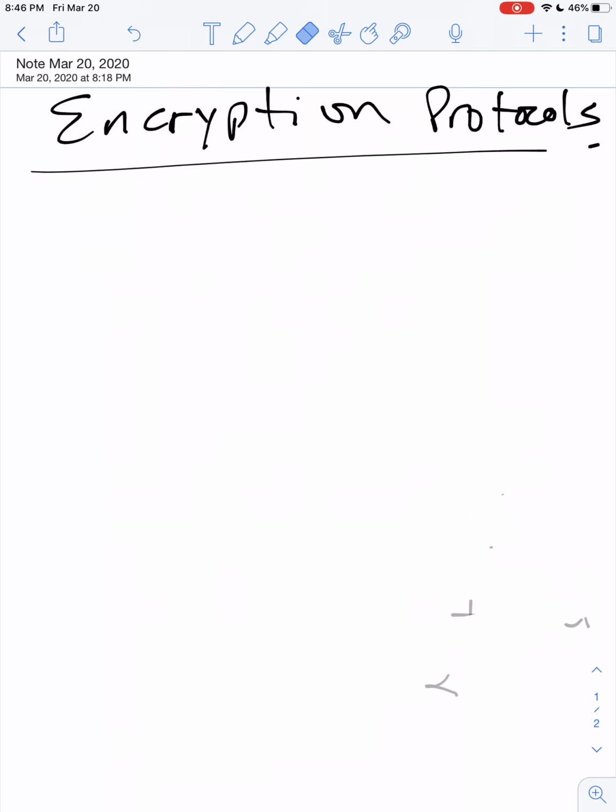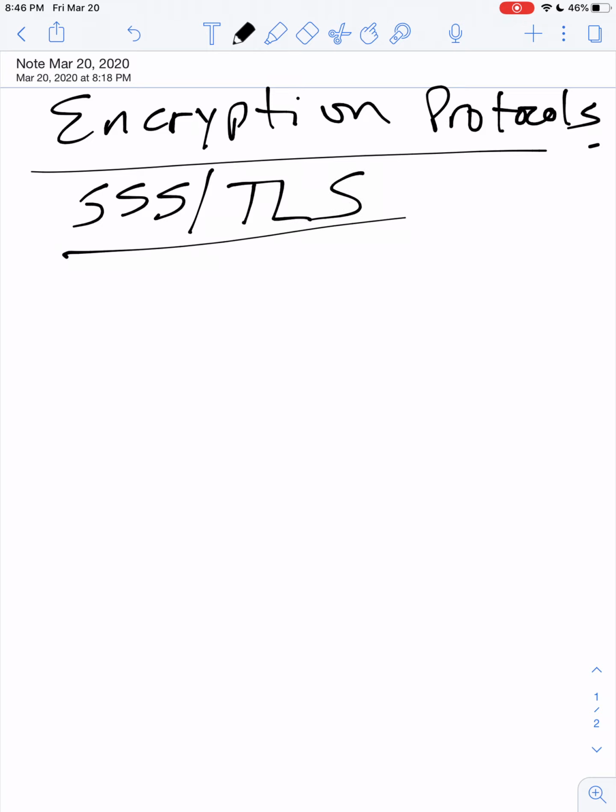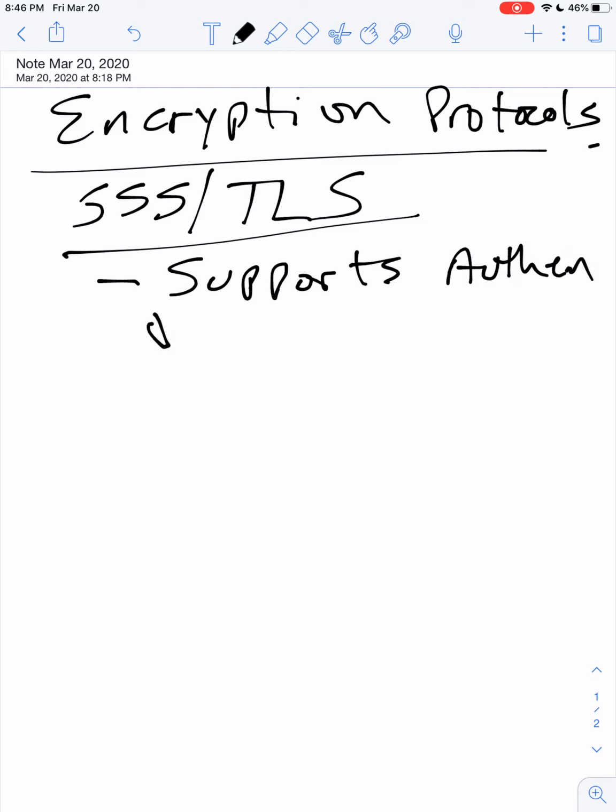The next one we've talked about in the past, but you'll see it again, is SSL or TLS. And this supports authentication and encryption. It does require a certificate.